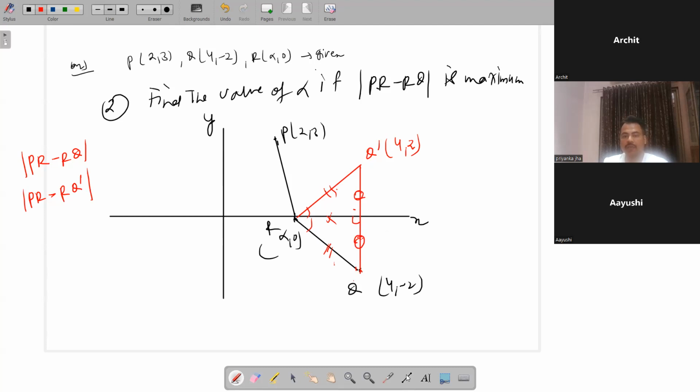So you can replace RQ by RQ dash. Now, in this triangle, if you apply the concept of the difference of any two sides, PR minus RQ dash will always be less than the third side, that is PQ dash. So the maximum value of this would be how much? That is PQ dash. You can very easily find PQ dash by using the distance formula, right? Now you have to find alpha.